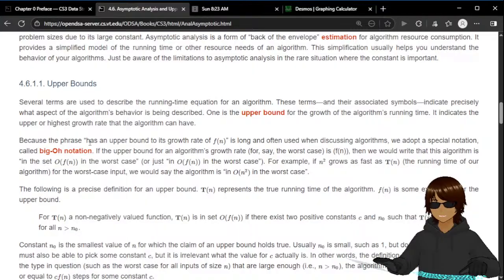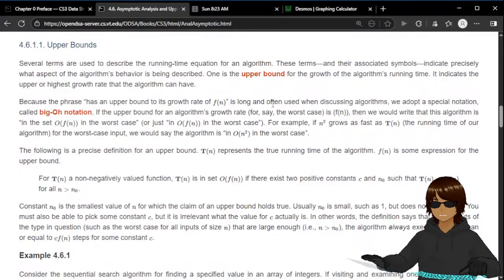Because the phrase "has an upper bound to its growth rate of f(n)" is long and often used when discussing algorithms, we adopt a special notation called big O. If an upper bound of an algorithm's growth rate for, say, the worst case is f(n), then we would write that this algorithm is in the set O(f(n)) in the worst case, or just in O(f(n)) in the worst case. Example: if n squared grows as fast as T(n) for the worst case, we say the algorithm is in O(n squared) in the worst case.